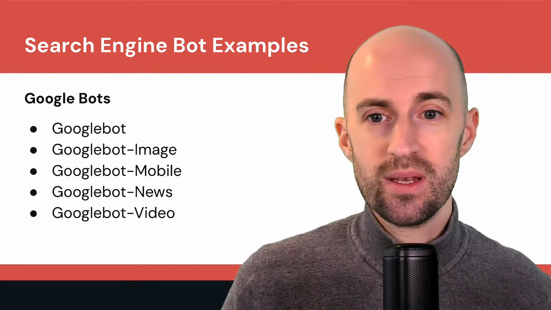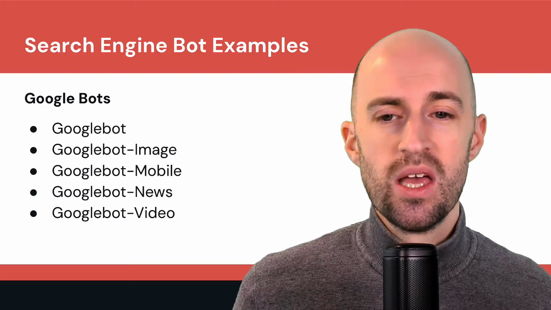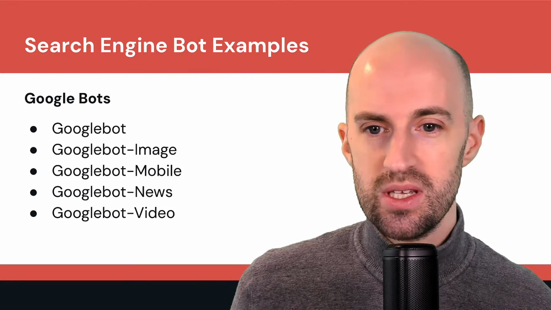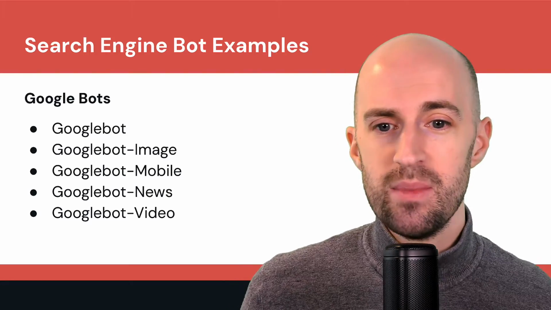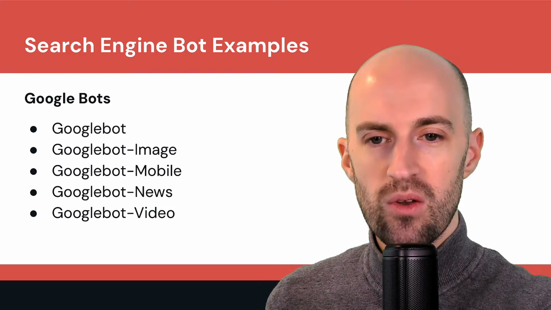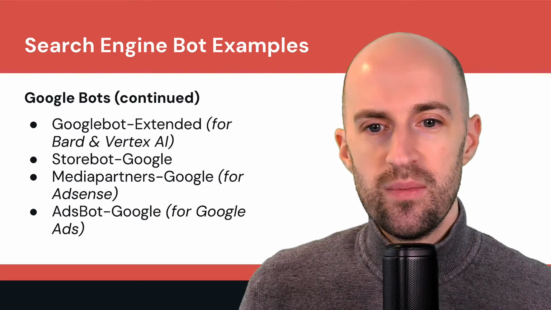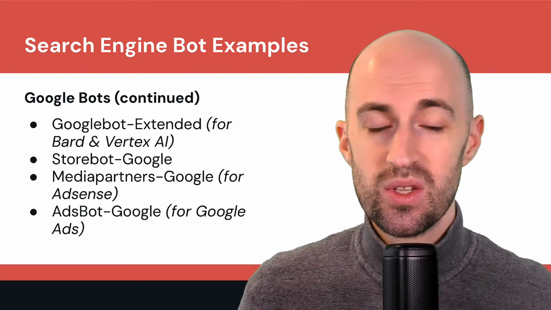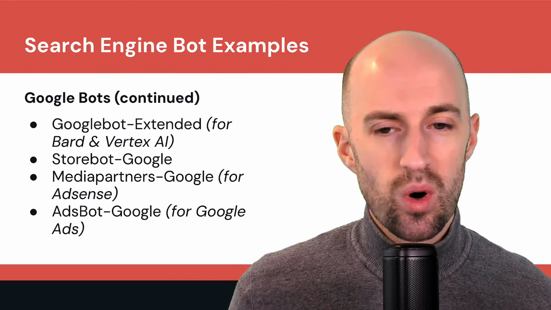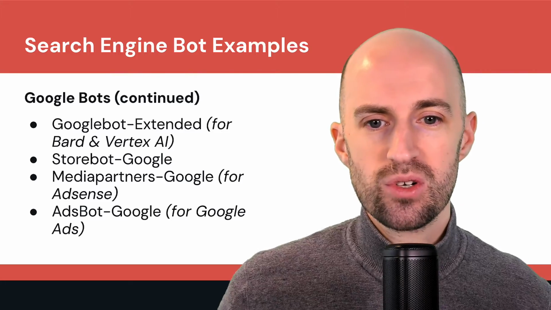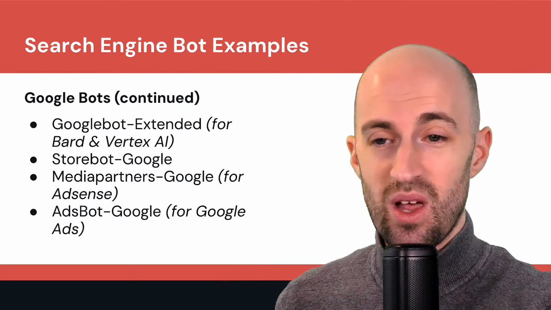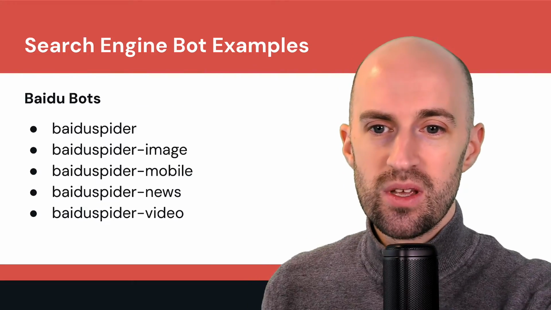So here's some different search engine bot examples. So here's some Google bots. I'm not going to go through each one, but there's the general Googlebot, the image, the mobile version, the news, the video ones. There's different ones depending on what they do. There's the Google-Extended. So this is for Bard AI and Vertex AI. There's Storebot. There's Media Partners for AdSense. There's AdsBot for Google Ads. There's a lot of different bots.